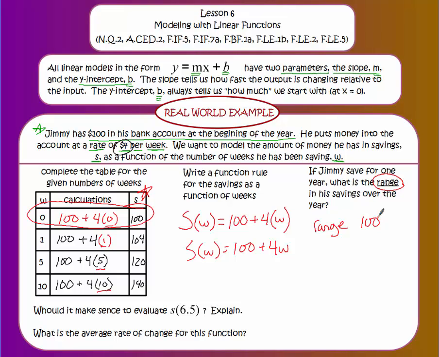And now we've got to find out how much he would have at the end of a year. Well, how many weeks are in a year? Let's use our equation over here. We know there's 52, right? So let's find S of 52. That's the weeks. We're just going to plug in this number now for the amount of weeks. S of 52 equals 100 plus 4 times, and instead of W, we have 52.